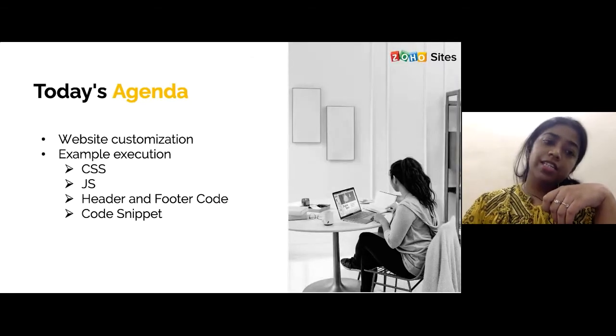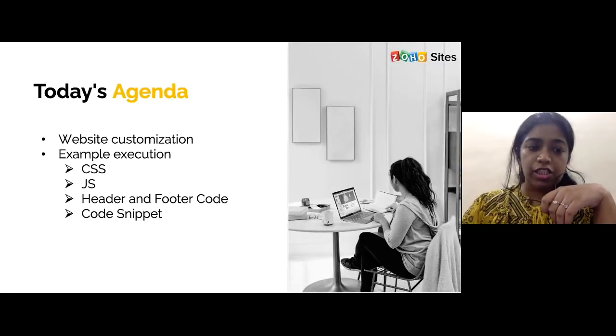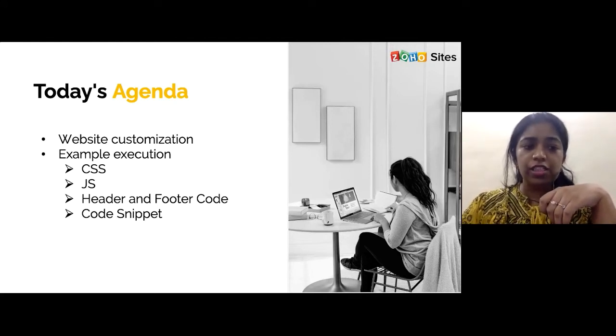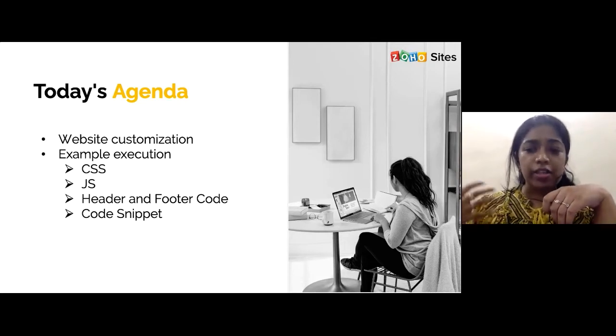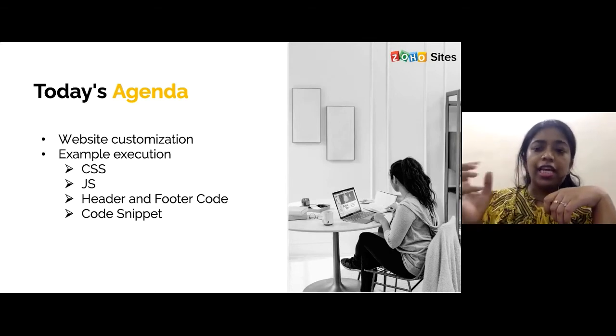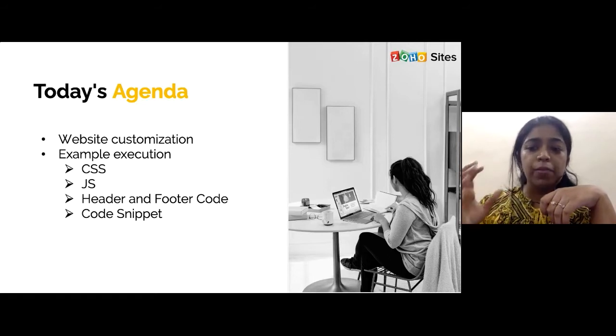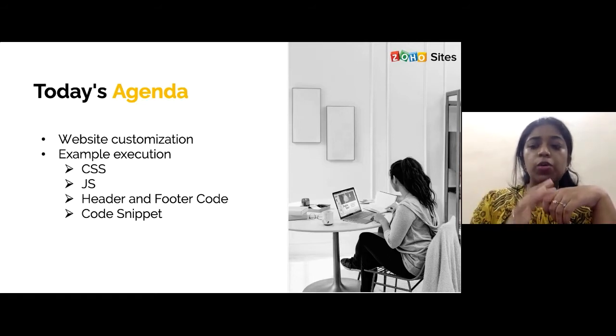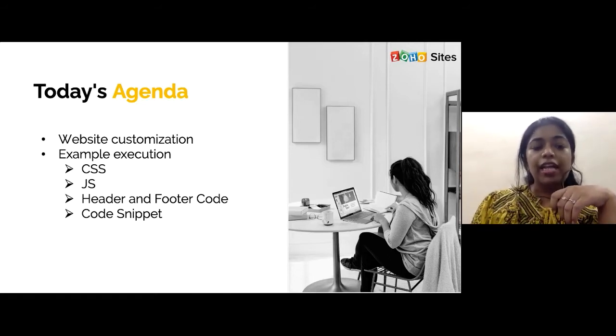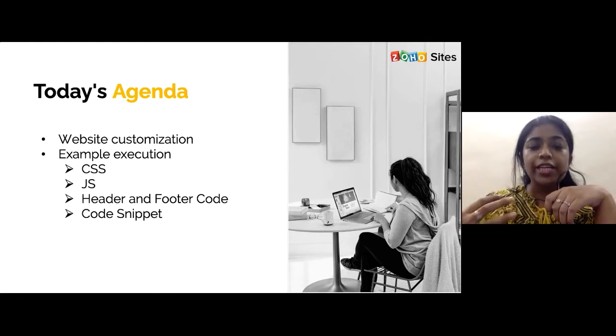And yeah, so today's agenda is website customization. There are like 4 different kinds of customization you can do with Zoho Sites. We're not going to be explaining or teaching you how to do CSS or JS or whatever. What we are going to do is show you example scenarios and show you how you can achieve them. This particular session is to let you know the kind of customization you can do.